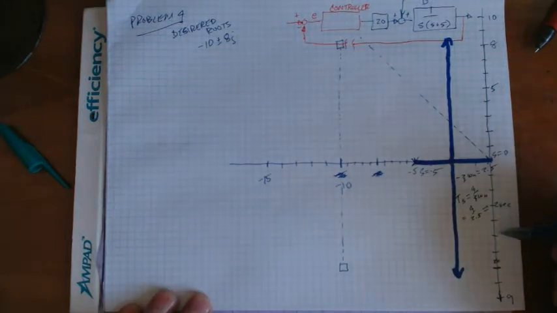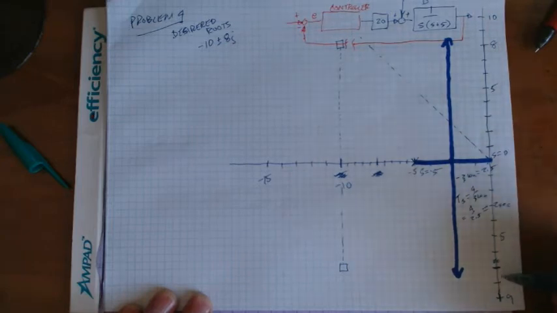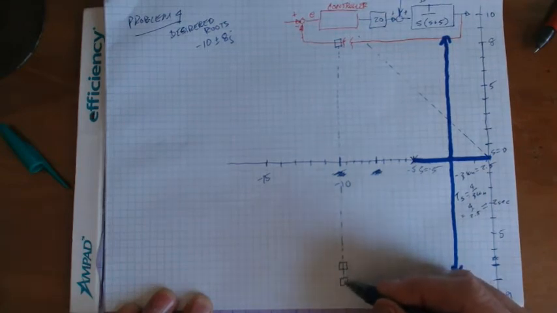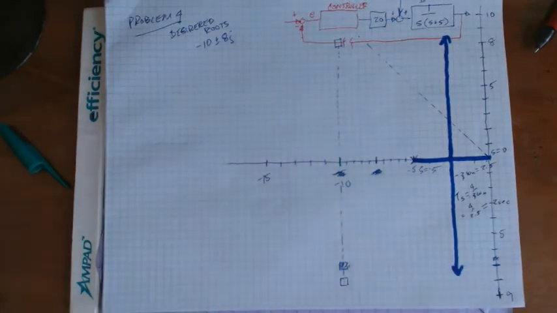1, 2, 3, 4, 5, 6, 7. 1, 2, 3, 4, 5, 6, 7, 8. Oh, I didn't put that in the right place. I thought that looked a little skewed. Okay, sorry. All right.